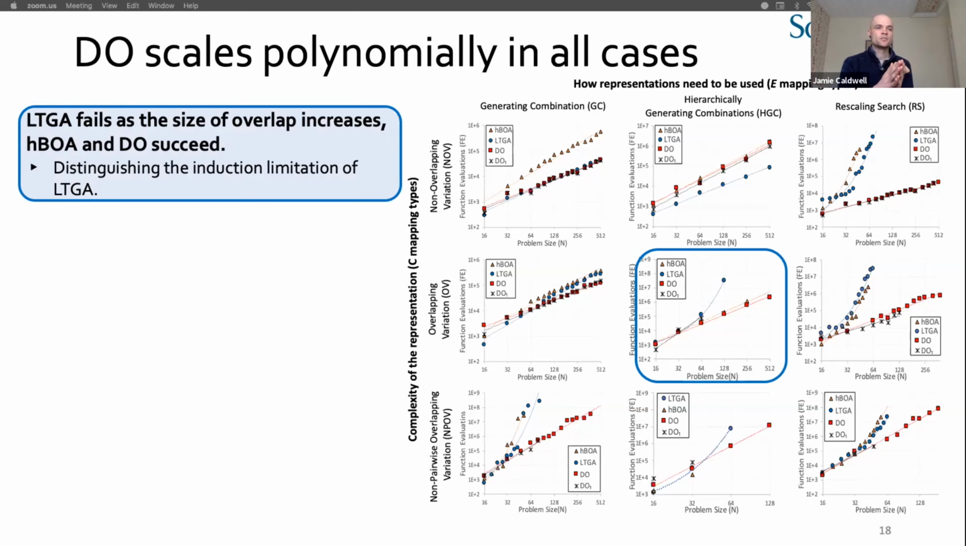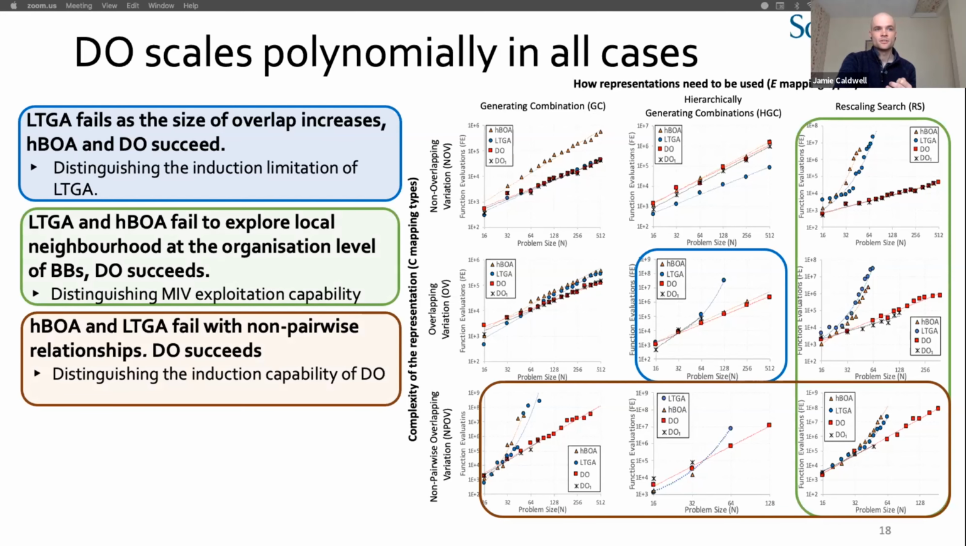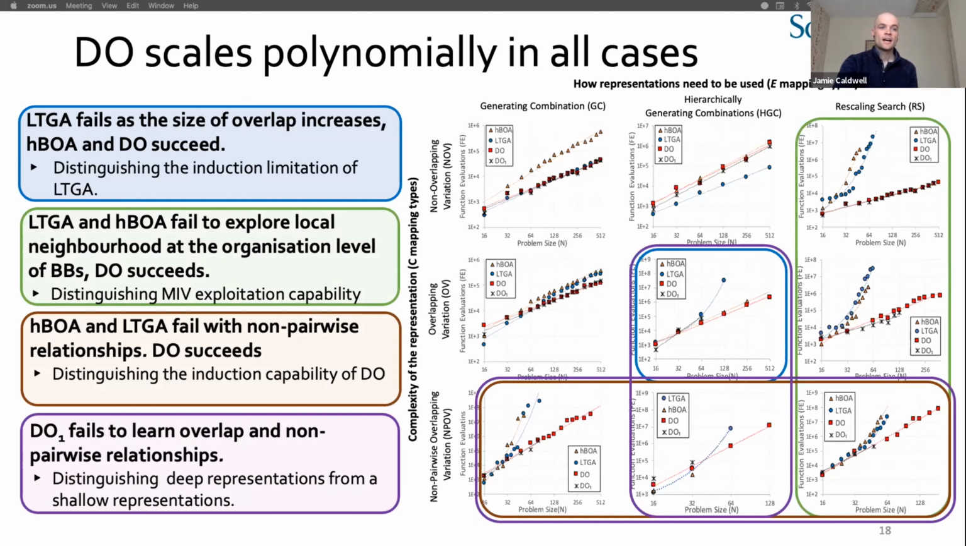To conclude, we find that the linkage tree genetic algorithm fails as the size of the overlap increases. This distinguishes the induction limitation of the linkage tree genetic algorithm in comparison to HBA and deep optimization. LTGA and HBA fail to explore the neighborhood of organization, distinguishing the model-informed variation capability that deep optimization uses. HBA and LTGA fail with non-pairwise relationships, distinguishing the induction capability of the deep optimization algorithm. And deep optimization limited to a single hidden layer fails in the case of overlap and non-pairwise relationships, distinguishing deep representations from shallow representations.